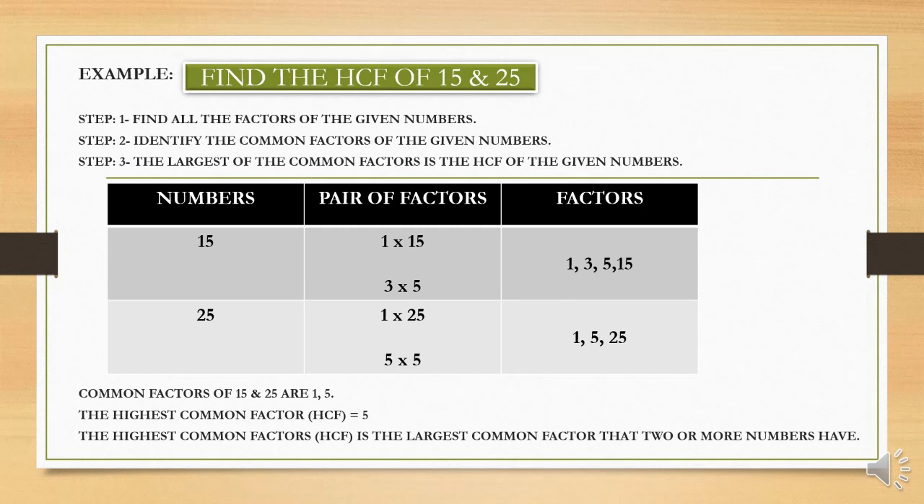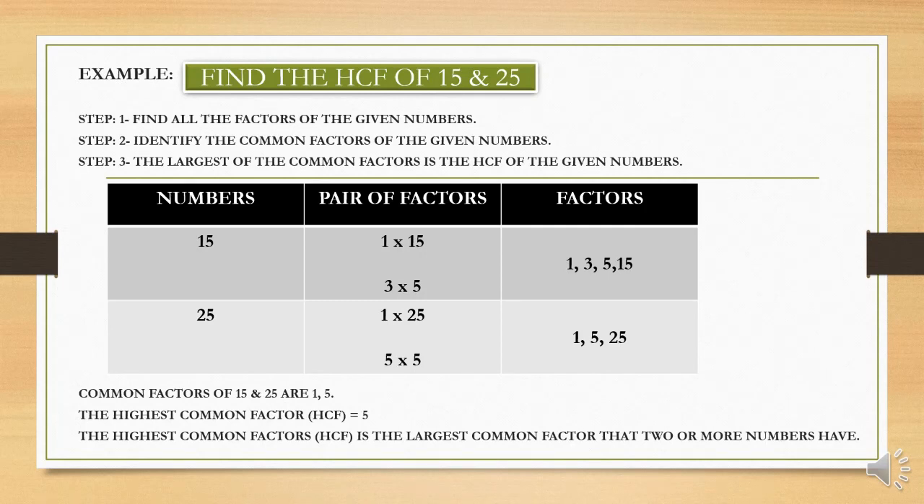Next, the pairs of factors of the number 25. 1 into 25 is equal to 25. 5 into 5 is equal to 25. Thus the factors of 25 are 1, 5 and 25. Step 2. Identify the common factors of the given numbers. Here the common factors of numbers 15 and 25 are 1, 5.